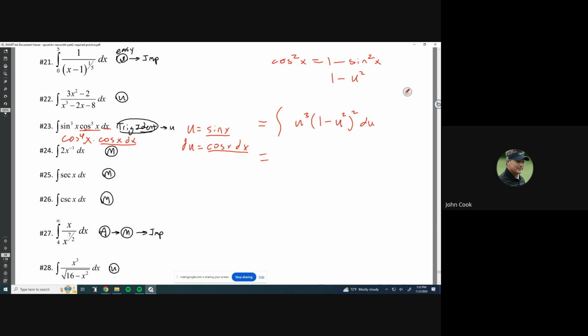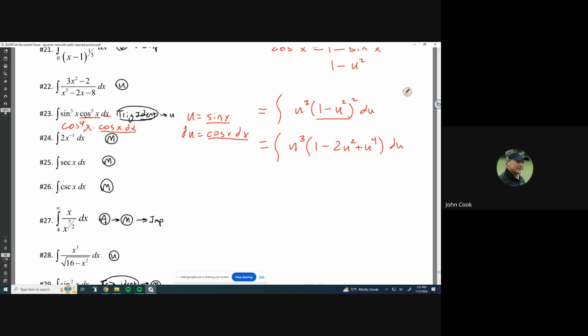So first things first, I would like to distribute this stuff out. So the quantity 1 minus u squared can be rewritten like this: 1 minus 2u squared plus u to the fourth, and then du. And then I distribute my u to the third in all of those things. So I get integral u to the third minus 2u to the fifth plus u to the seventh power du. And then I just use power rule on all this stuff.